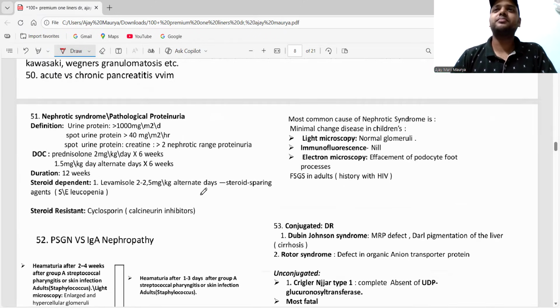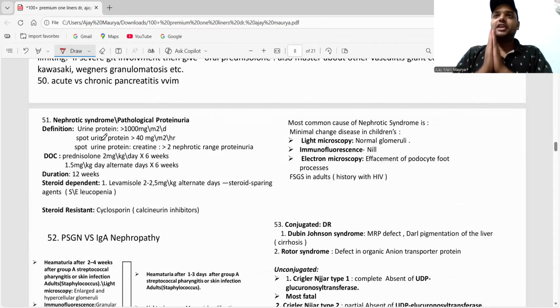Here is the first question. Nephrotic syndrome. What is the drug of choice? This is a simple question. Everyone knows. It's prednisone, a corticosteroid. That's it. Okay, let's learn.